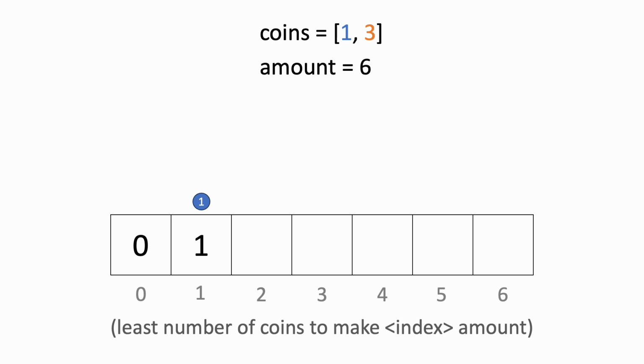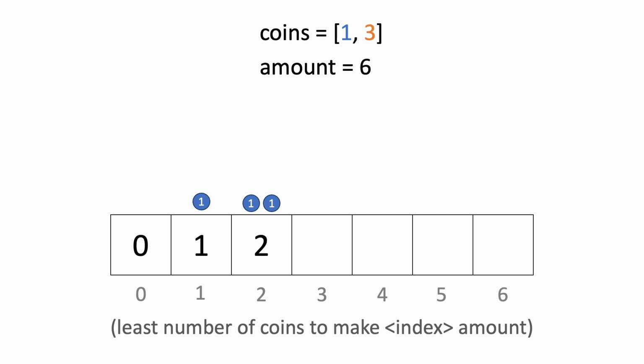If we start with a 1 coin, then the remaining amount is 2 minus 1, which equals 1. So now the question is, how many coins do we need to make an amount of 1? And as you can see, we already calculated that, and the answer is 1. So by using a 1 coin initially, then using another 1 coin to make up the remaining amount, we'll need a total of 2 coins. We still can't use a 3 coin yet, so let's move on to index 3.